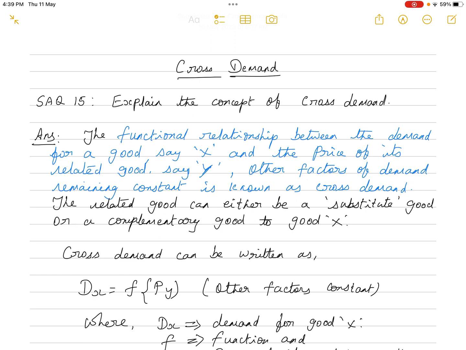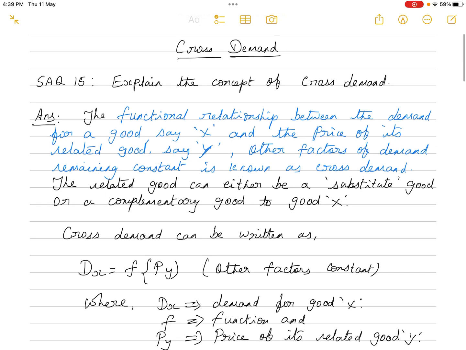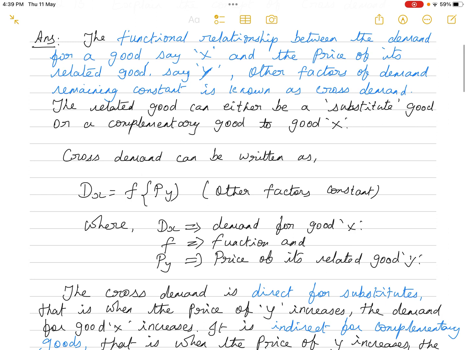Okay, so SAQ 50, explain the concept of cross demand. First you have to write the meaning. The functional relationship between the demand for a good, say X, and the price of its related good, say Y, other factors of demand remaining constant, is known as cross demand. So this is the meaning of cross demand. What are the types of related goods? The related good can either be a substitute good or a complementary good to good X.